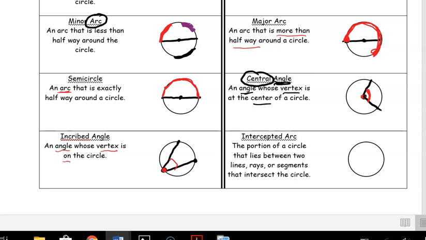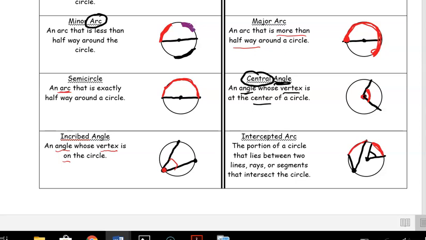So let's say if we drew in a central angle here, that's our angle. The intercepted arc would be the arc that's created by that central angle. So this is an intercepted arc. If we drew in an inscribed angle, so let's say I drew an inscribed angle from here to here, the intercepted arc would be here. Okay? So those are our definitions.